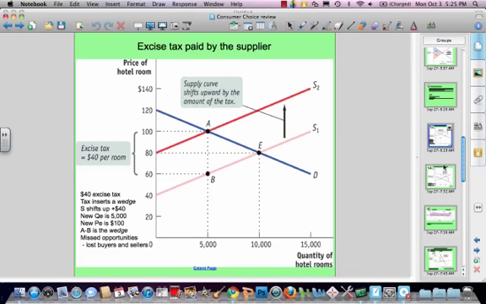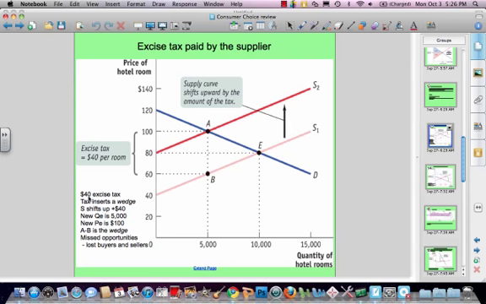Okay, let's talk about tax incidence and what happens. Well, in the case of a tax paid by a supplier, remembering factors that can shift a supply curve, the supply curve will shift upward. And in this case, the supply curve shifts upward by the amount of the tax. So you can see that there's a $40 tax that's been imposed per room. Rather, the supply curve will go up by $40.